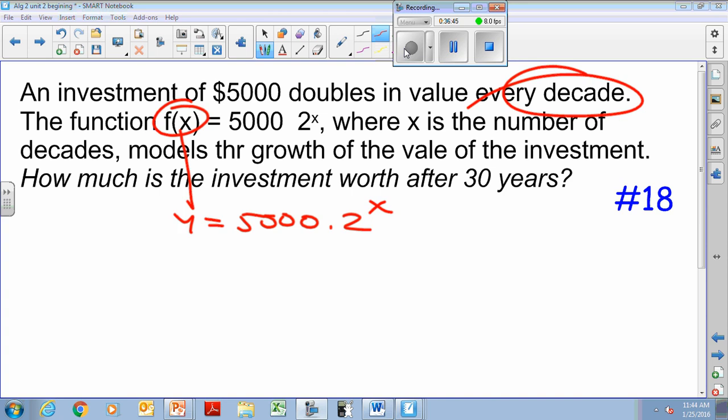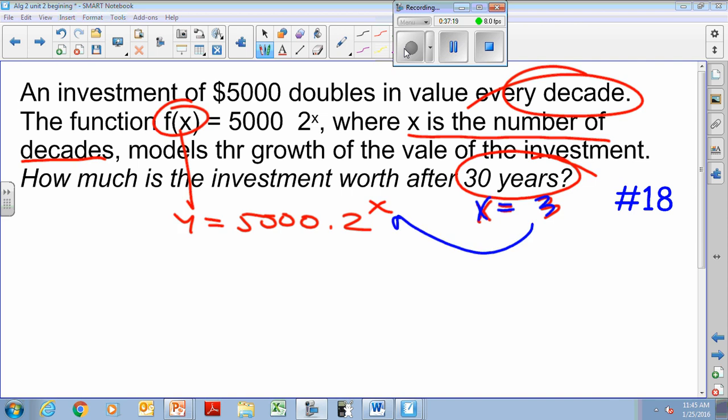Why is that the key thing? Because later on it says where x is the number of decades. Underline x is the number of decades. Models the growth of the value of the investment. Good job on spelling there. How much is the investment worth in 30 years? A better question is, how many decades is 30 years? 3. Yeah.